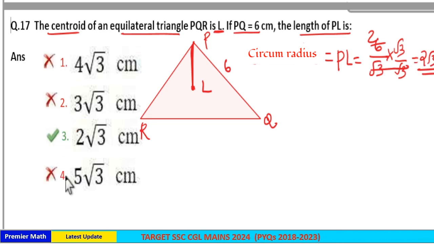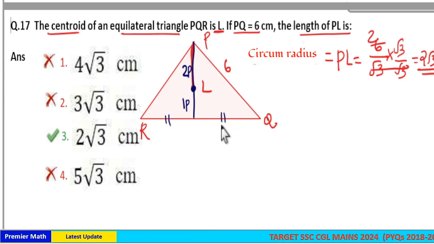If you don't know this formula, you can just apply the concept. Here, if you draw a median, this is the median. And the centroid divides the median in a 2:1 ratio. So PL is equal to 2 part and this is 1 part. Now, the median of an equilateral triangle divides the base into 2 equal parts and meets the base perpendicularly. Which means if this side is 6, half is equal to 3. Now from this triangle, 2 part plus 1 part is 3 part.